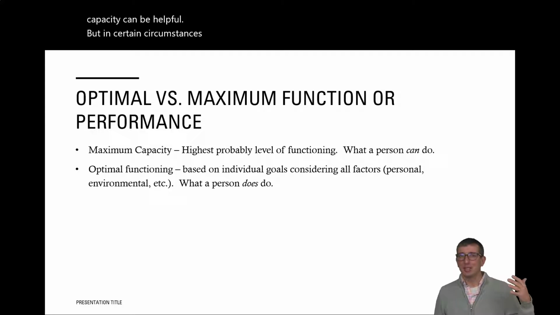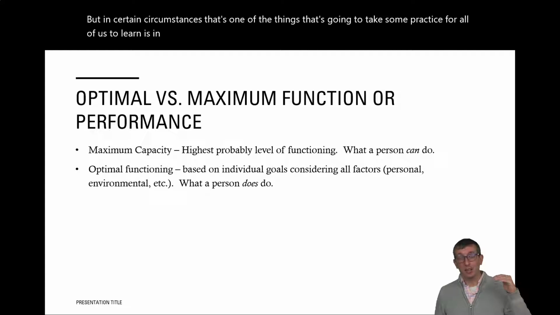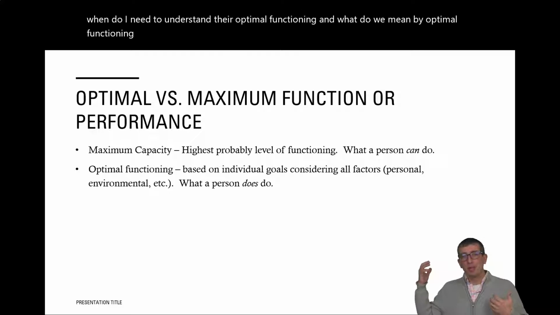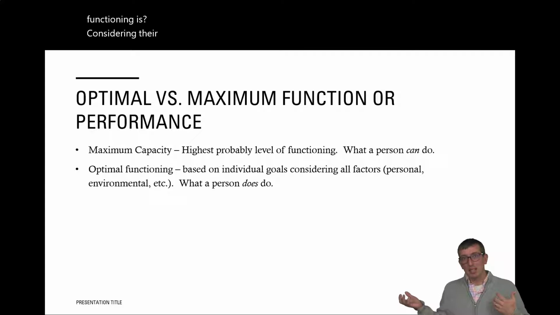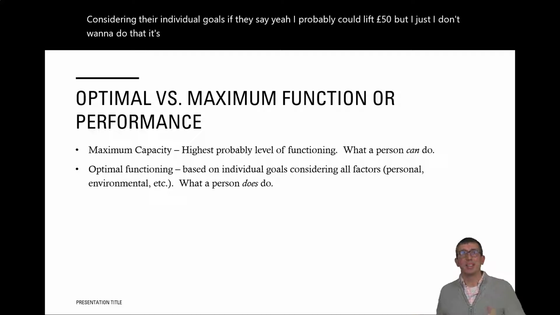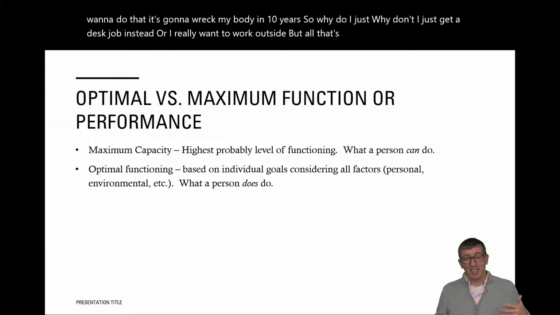That's one of the things that's going to take some practice for all of us to learn: in what cases do I need to understand a person's maximum limits, and then when do I need to understand their optimal functioning? What we mean by optimal functioning is considering their individual goals. If they say, yeah, I probably could lift 50 pounds, but I don't want to do that. It's going to wreck my body in 10 years. So why don't I just get a desk job instead? Or, I really want to work outside, but all that's available seems to be inside, and I just don't want to do that.